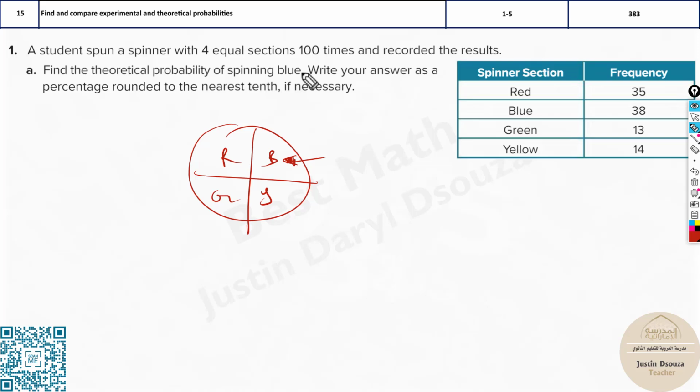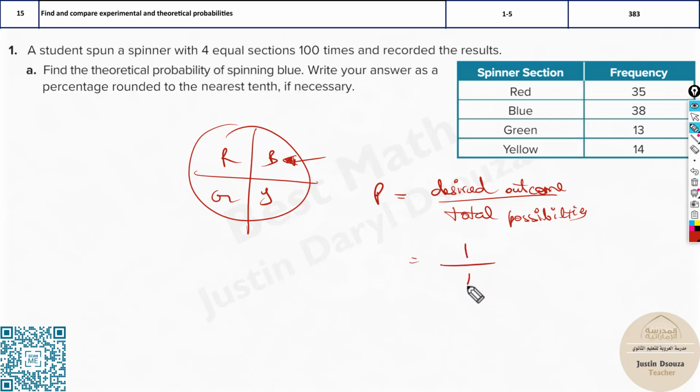Find the theoretical probability of spinning blue. Now, in theory, if you have four equal sections, how much probability is there that you will get blue? Probability is always given by desired outcome by total possibilities. So here, what is the desired outcome? 1, right? And total possibilities is 4.